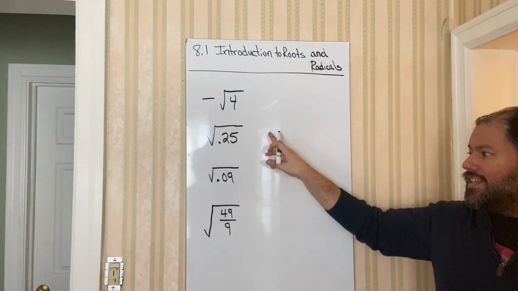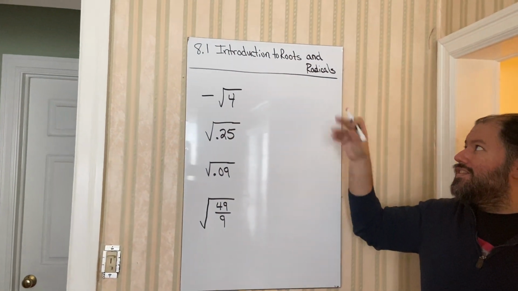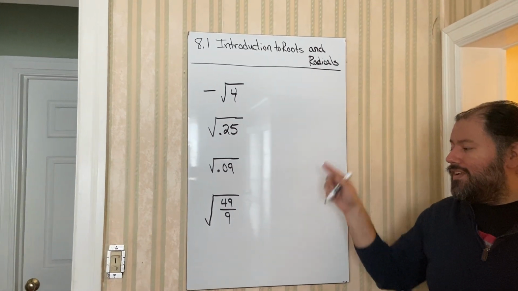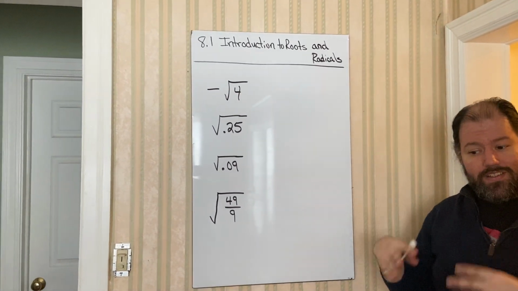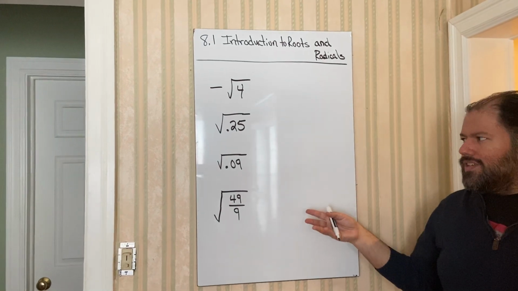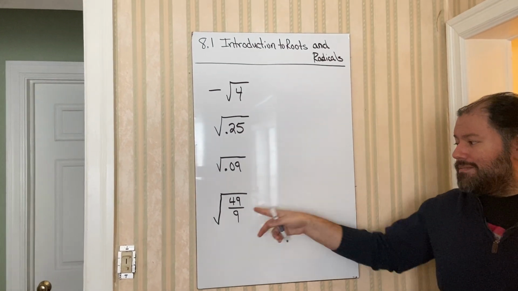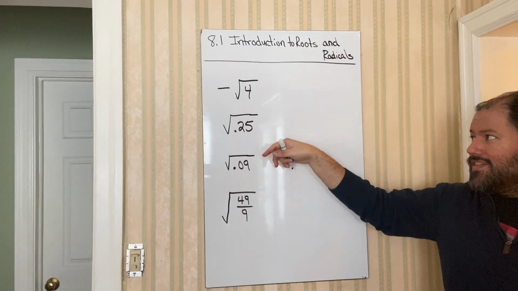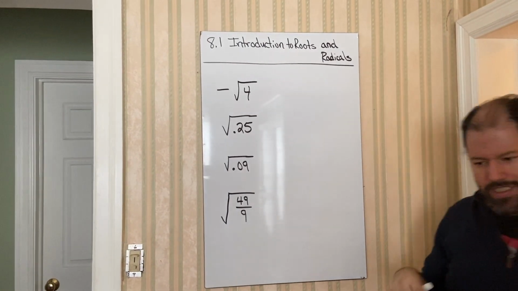So here I selected a few more problems that have to deal with the square roots. And what I did was I picked some unconventional ones. I just want to make sure that we understand that square roots don't always have to be a perfect square, a whole number. They can be fractions, they can be decimals. This one is a little tricky for some people.